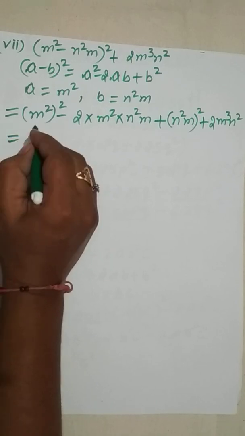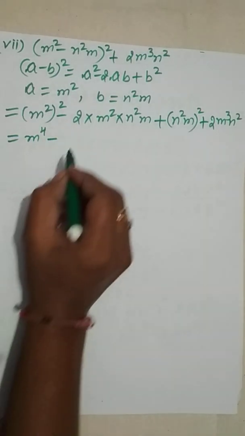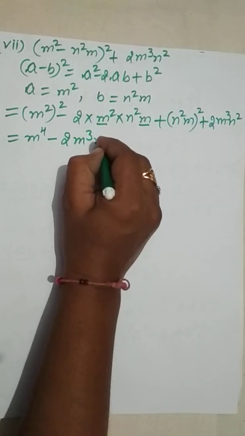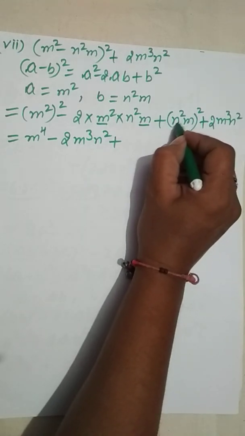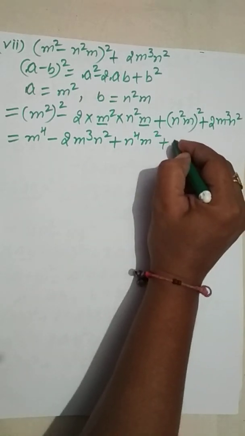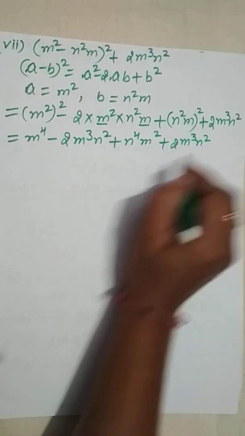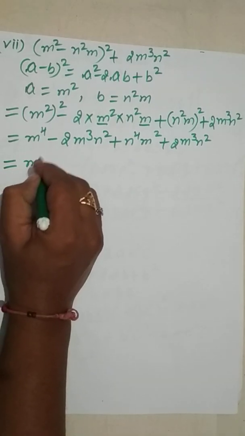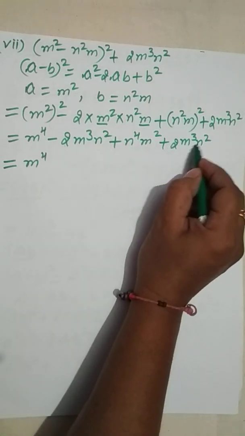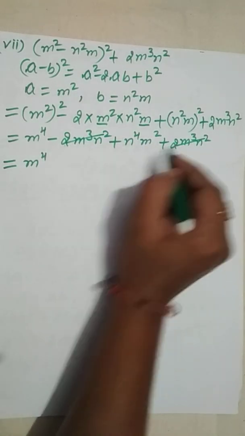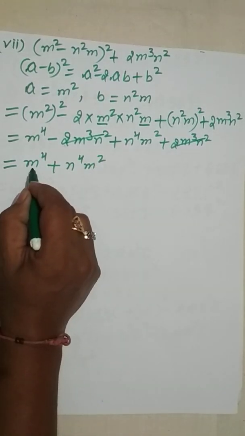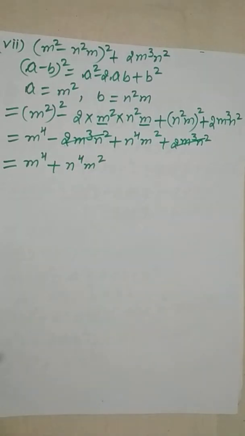Now this is equal to m raised to power 4 minus 2 m square multiplied by m is m cube n square plus square of n square m is n raised to power 4 m square plus 2m cube n square. Now this is equal to m raised to power 4. Now minus 2m cube n square plus 2m cube n square. They will cancel each other. Plus n raised to power 4 m square. m raised to power 4 plus n raised to power 4 m square is the required answer.